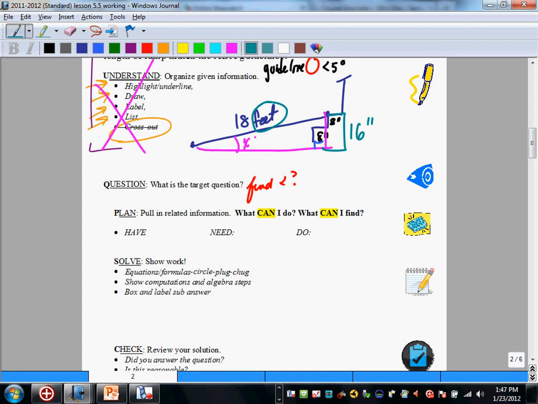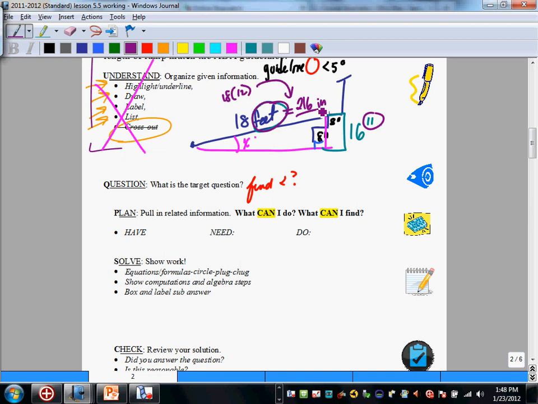What does that mean? Convert your numbers before you crunch your numbers. So if this is inches and this is feet, you either need to go all into feet or all into inches. Take your choice. Which way do you want to go? Inches. Inches are easier. So in your calculators, 18 times 12. Let's translate this into inches, please.